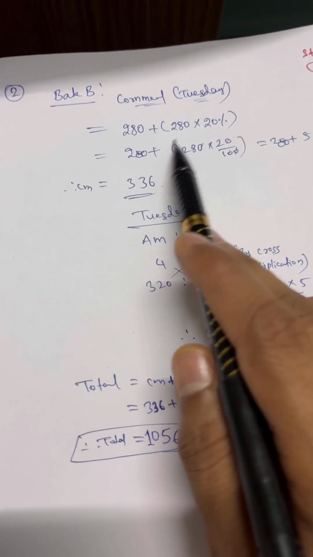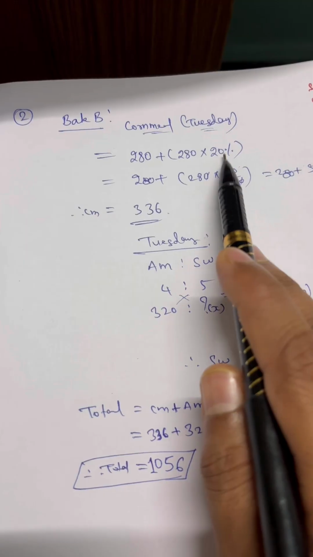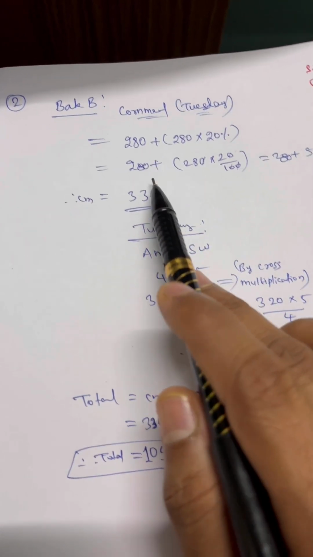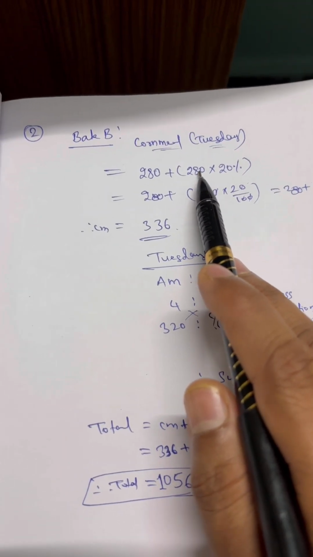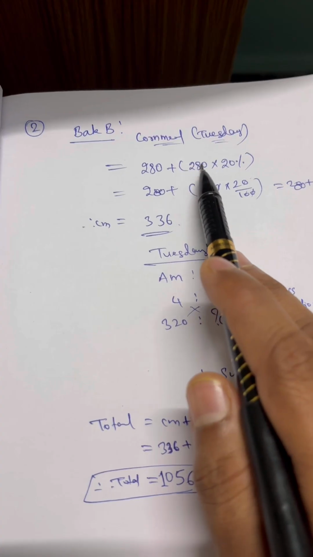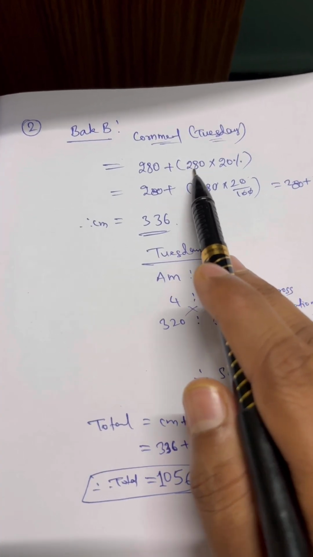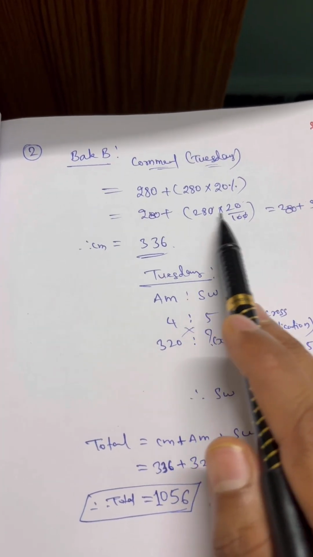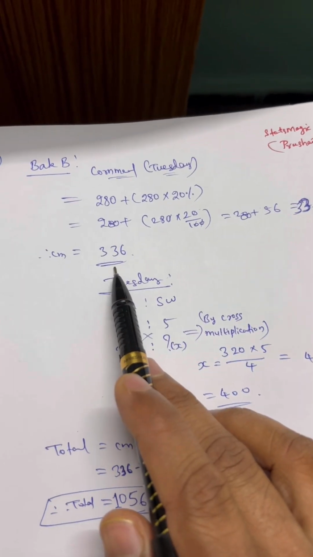That's why, on Monday it is 280, and 20% more than 280 means 280 plus 280 into 20 by 100. We can take it like this also: in 280, 10% is 28. For 20%, it is 28 into 2, or you can take directly 280 into 20 by 100. 28 into 2 is 56. So this 280 plus this 56 is 336. Corn meal on Tuesday is 336.